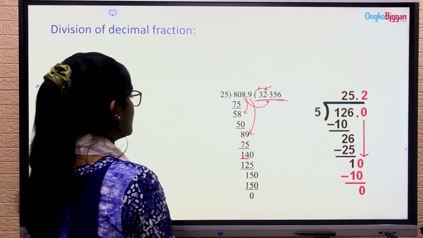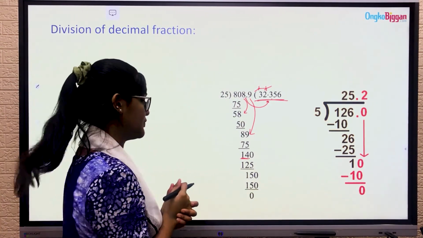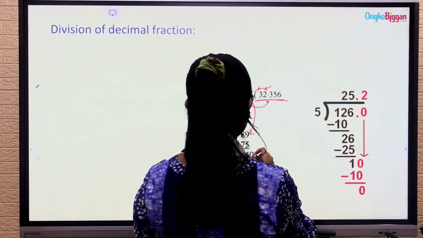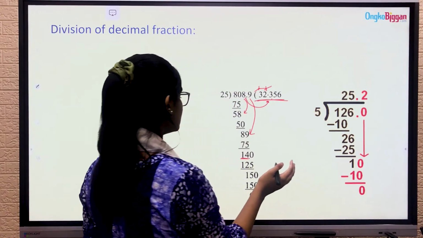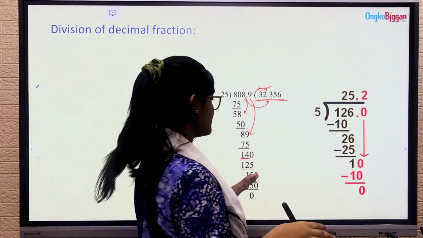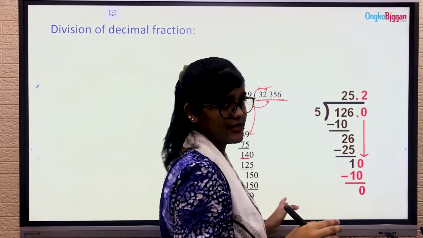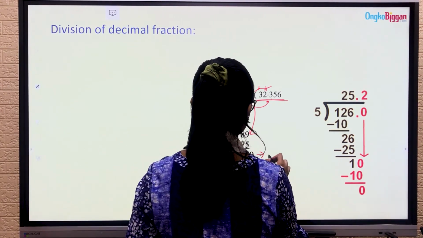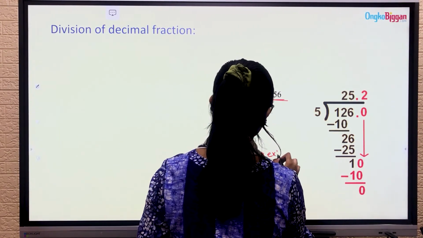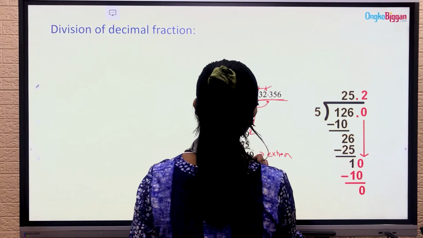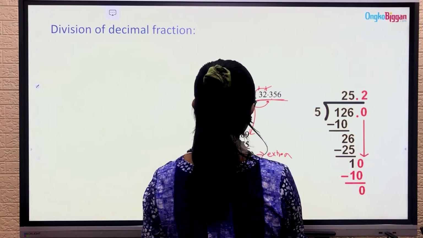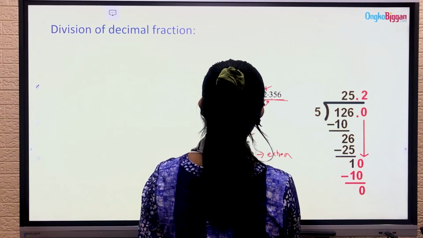But we need to come to a remainder 0. So what we will do, we will keep placing 0 after the remainder and continue the calculation until we get a remainder 0. So though we don't have a 0, we put an extra 0. So after putting the extra 0, we multiply 25 by 5, we get 125. Again we get a remainder 15.